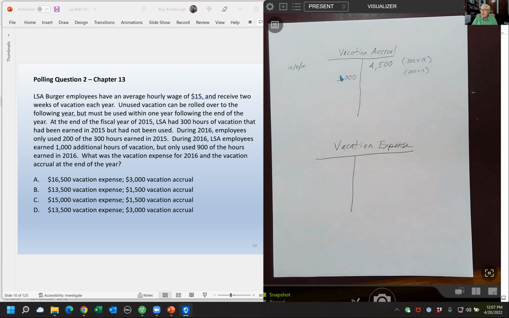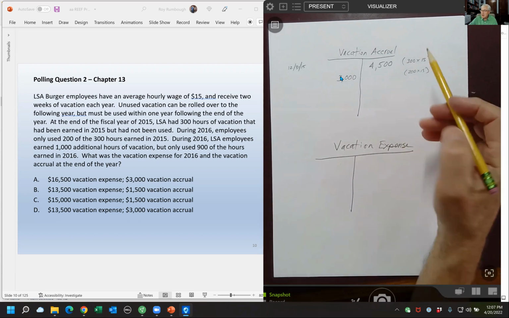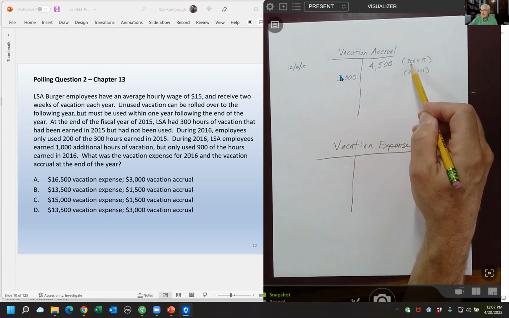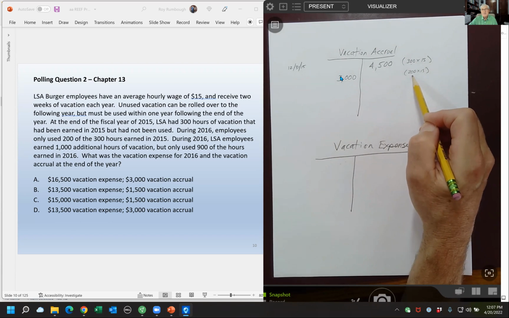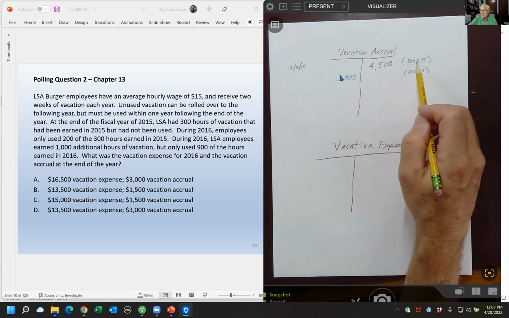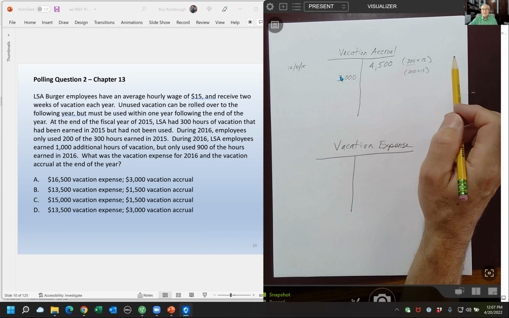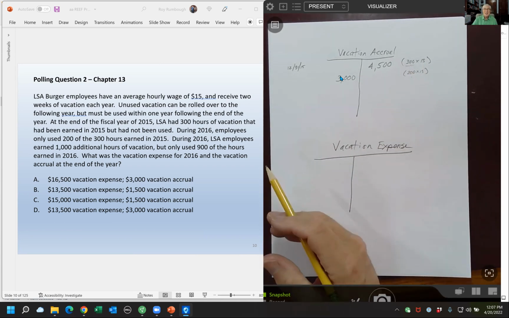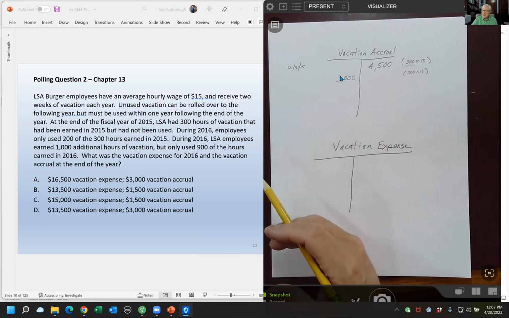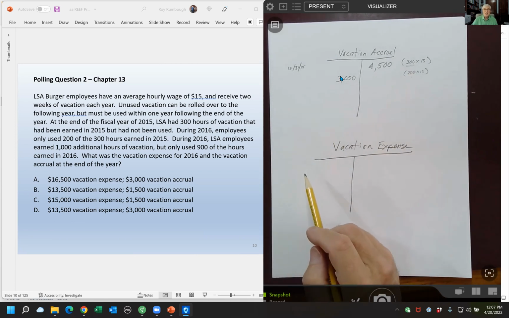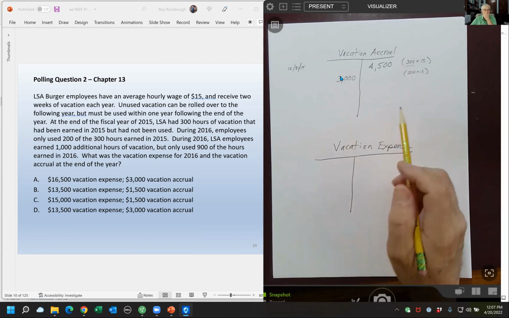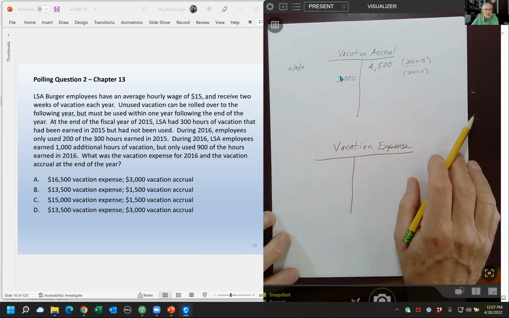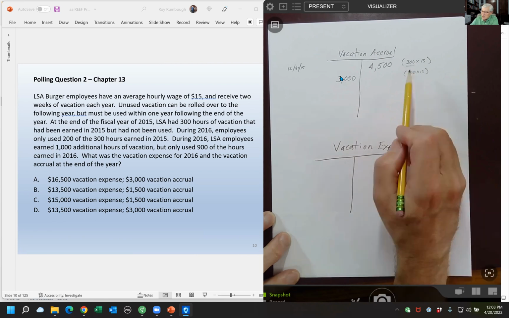Now, you've got a little issue here. We expected them to use 300, they only used 200. We've got to make an adjustment. This is what I talked about: if your estimate was wrong, this was the best guess estimate we had. I would always assume my employees are going to take all of their vacation. I don't know what's going on here. They'll leave 100 hours on the table. Not something I'm personally going to do, I'll tell you that. So there's 100 hours left behind.